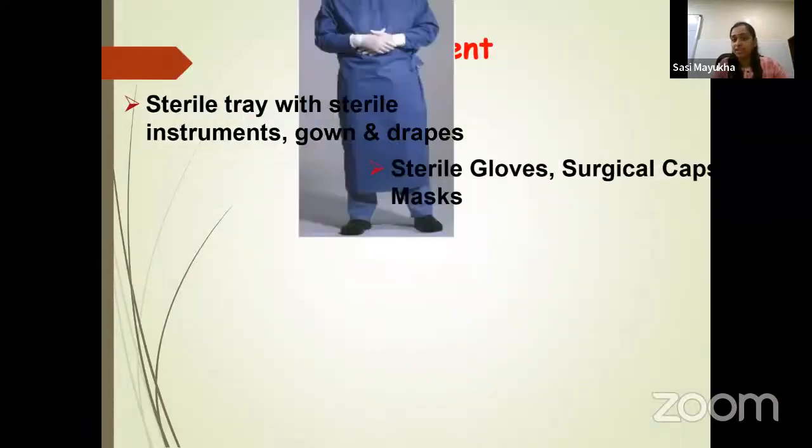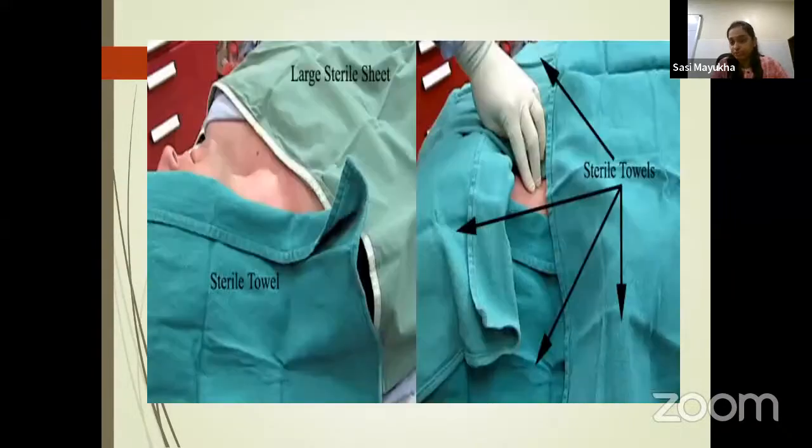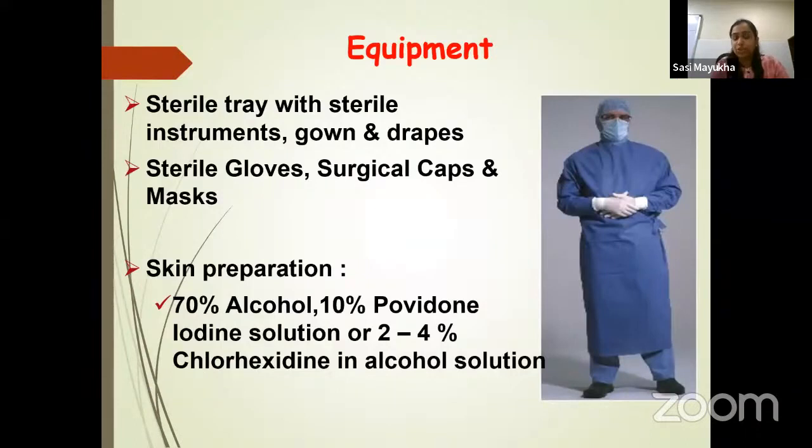What are the equipments required for the central line insertion? You need a sterile tray with sterile instruments, gown and drapes, sterile gloves, caps and masks. The skin preparation should be done either with 70% alcohol, 10% povidone iodine solution, or 2 to 4% chlorhexidine. But in ICU setups, all of us now use chlorhexidine solutions.